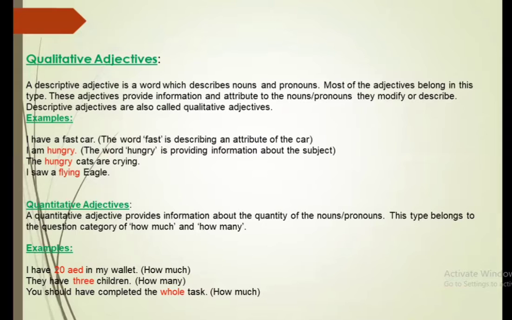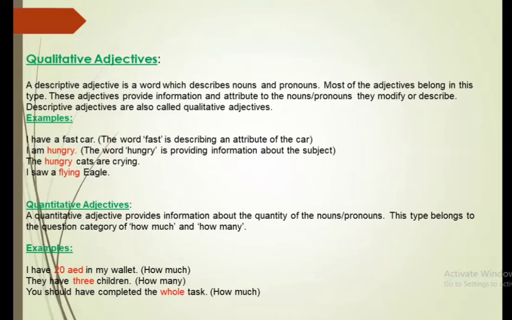I have a fast car. In that phrase, the word fast is the description of an attribute of the car. I saw a flying eagle. So what kind of eagle, or in which state was the eagle that I saw? It was flying.